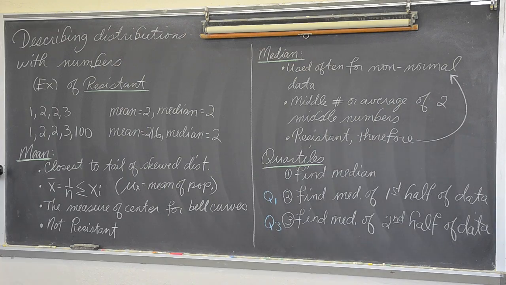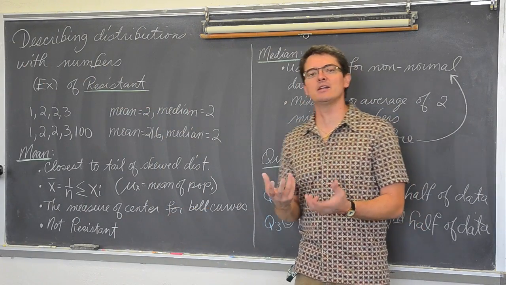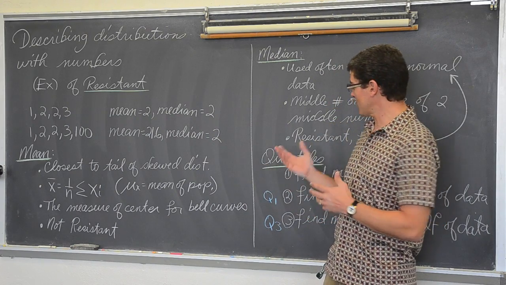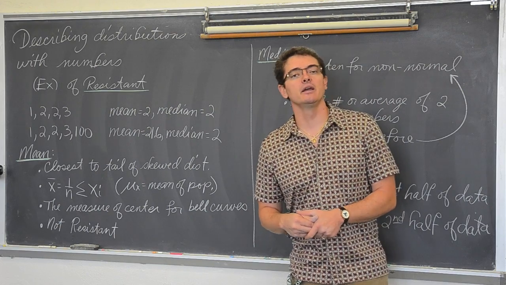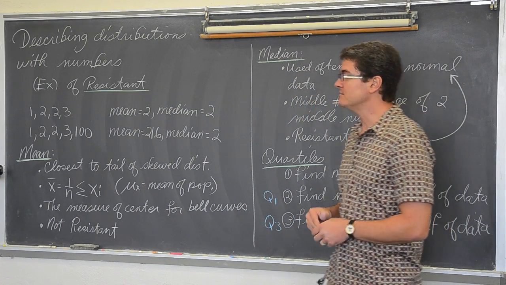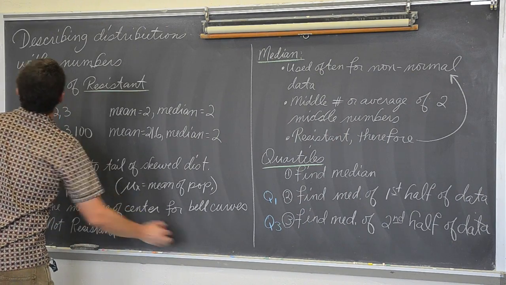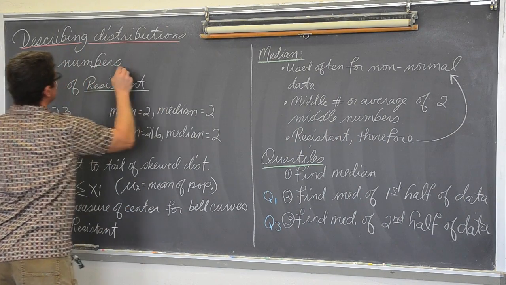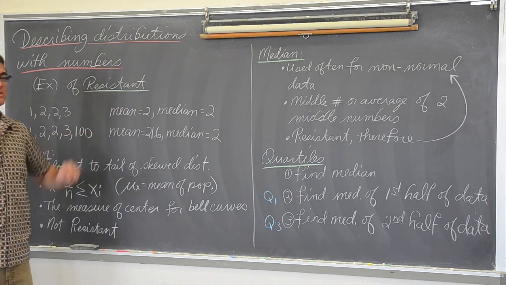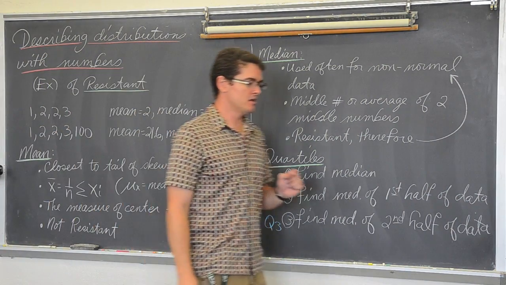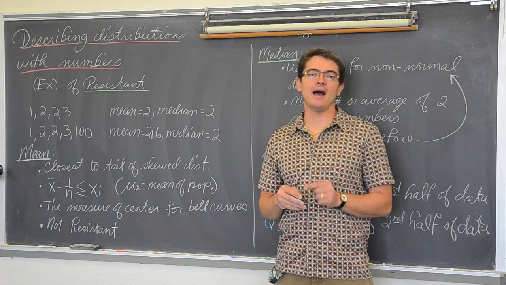Okay, so we're in the next section of the textbook, and because of how I give my notes, a lot of these vocab words and even some of the formulas and descriptions you will have seen in a previous video. But to rehash, we're going to describe distributions with numbers, and one vocab word that I have not emphasized very much yet is this idea of resistant. Now, a resistant measure is a measurement that is not strongly affected by outliers.